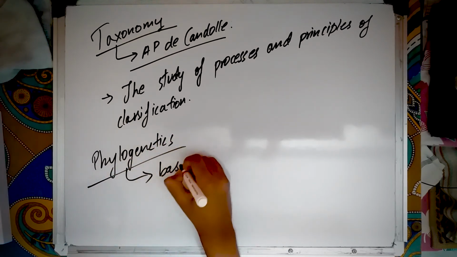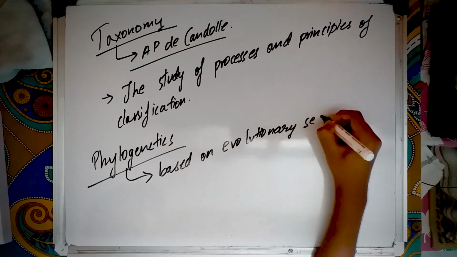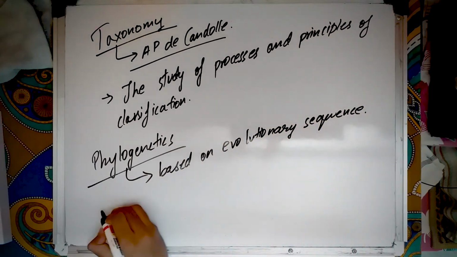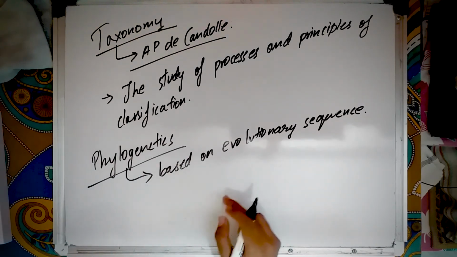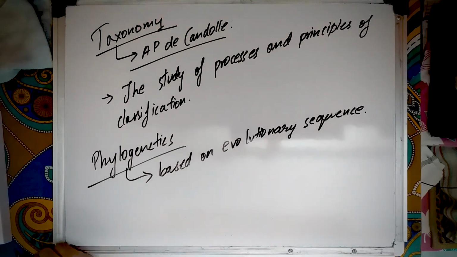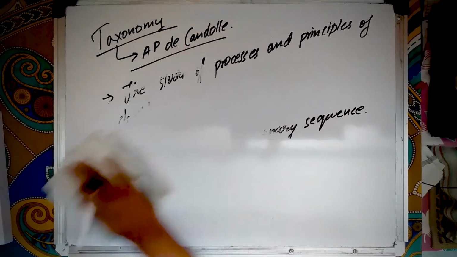Phylogenetics is based on evolutionary sequence. And a phylogenetic tree is also called a cladogram, and a phenetic tree is called a dendrogram. Okay, let's go to the processes of taxonomy now.